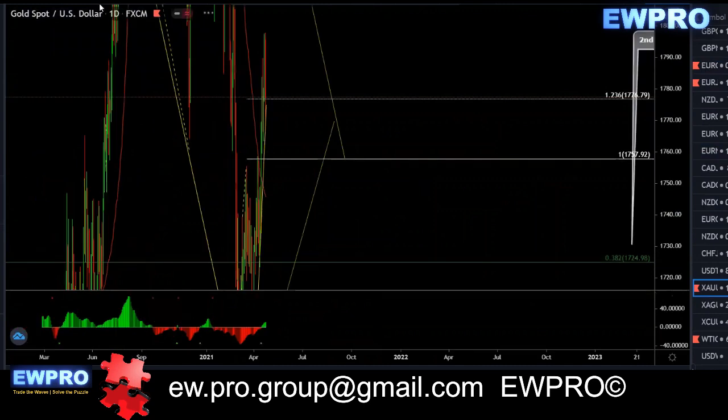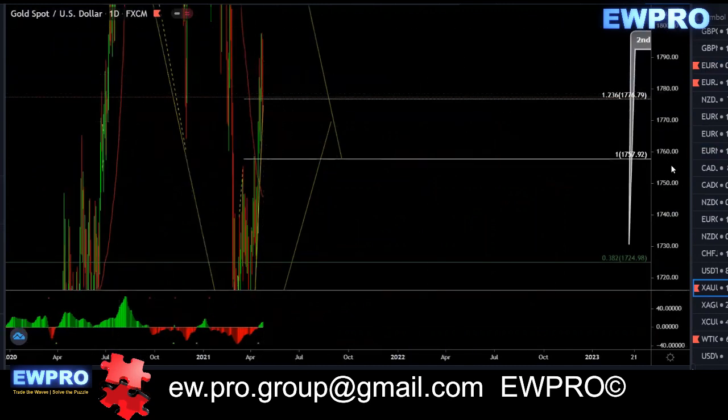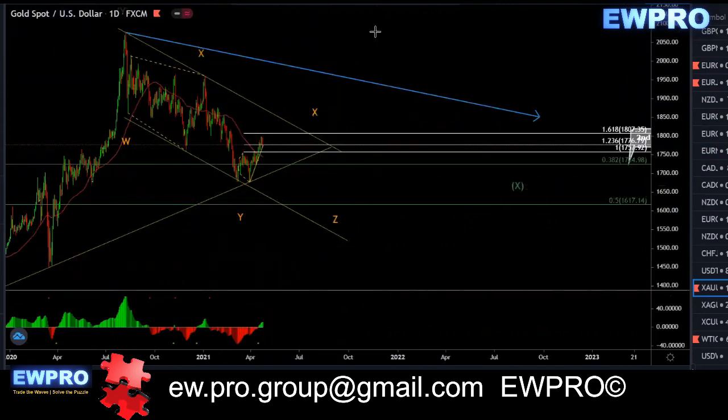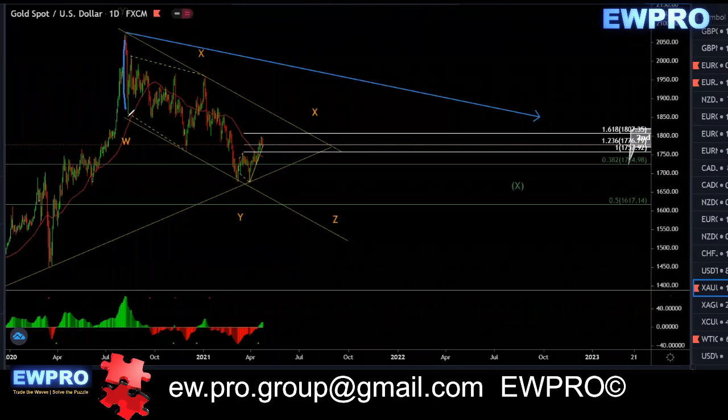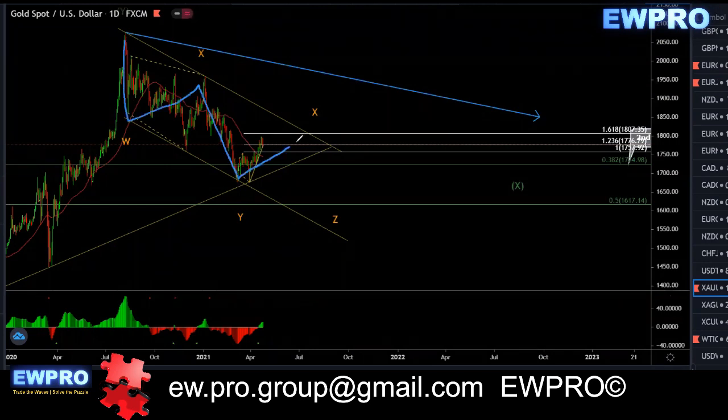With gold on the daily, nothing's changed. We got this WXY, and we're looking for this X2 and then a Z down. Like I said, this is probably going to be choppy for a long time, and we can get back up to this top trend line.